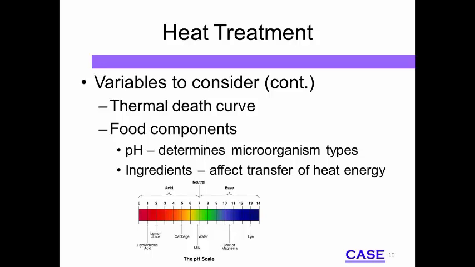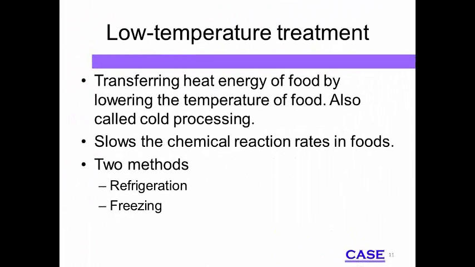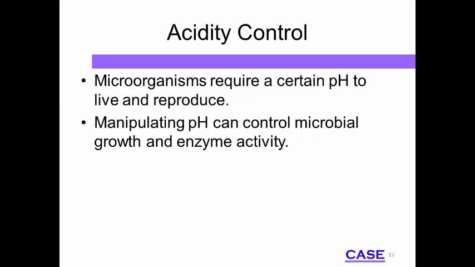Refrigeration changes the quality of food the least, but does not extend the shelf life as long as freezing. Freezing increases the storage period for many foods. Instead of a few days, freezing adds weeks and sometimes months. Manipulating pH raises or lowers the pH in order to denature or inactivate enzymes.